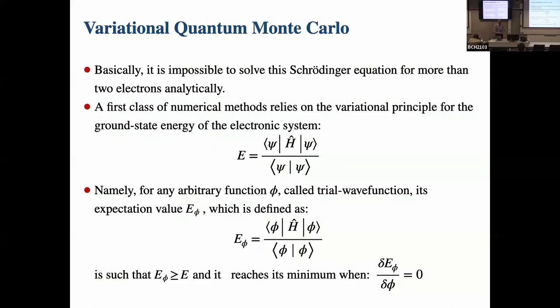Now, solving that analytically is of course not possible, but numerically you can do it. One way is to take advantage of the variational principle, which says that if you take the ground state energy of the system, the bracket of the Hamiltonian divided by the bracket of the wave function, to normalize it, and you do the same with some arbitrary function, called a trial wave function, the energy E of phi is going to be bigger than the ground state energy, because of the variational principle. So we can try to minimize this function of phi with respect to phi, and we should reach a minimum when phi is equal to psi.